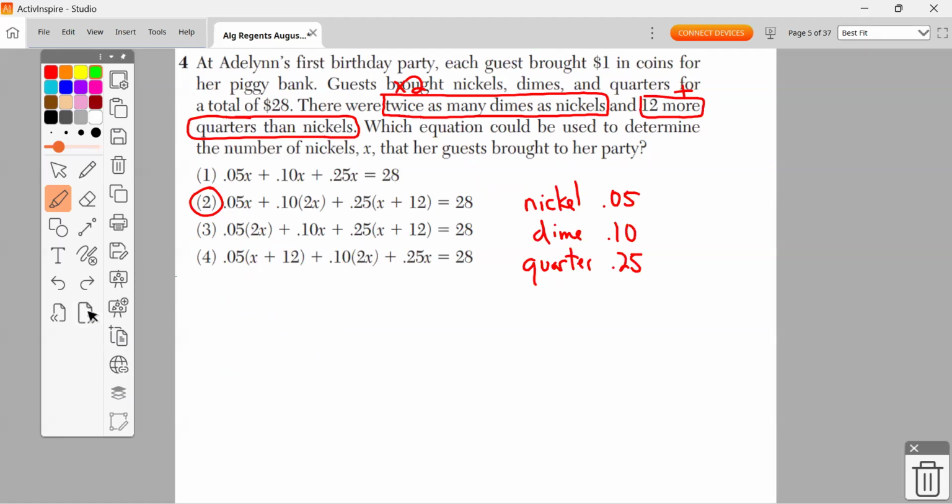More than means plus. Which equation could be used to determine the number of nickels x that the guests brought to the party? Remember that a nickel is 5 cents, a dime is 10 cents, a quarter is 25 cents. So 5 cents times the number of nickels, 10 cents times 2 times the number of nickels, because it was twice as many dimes as nickels. And then for quarters, 25 cents times x plus 12, because there are 12 more quarters than nickels, for that total of $28.